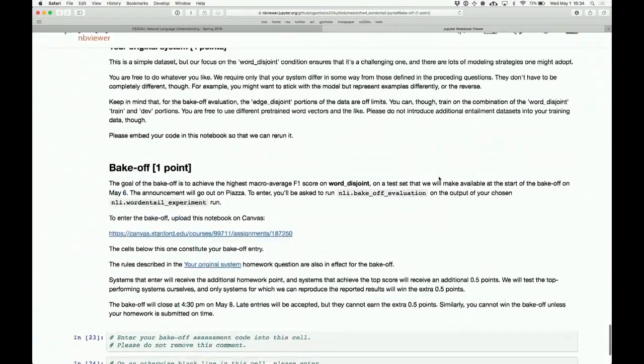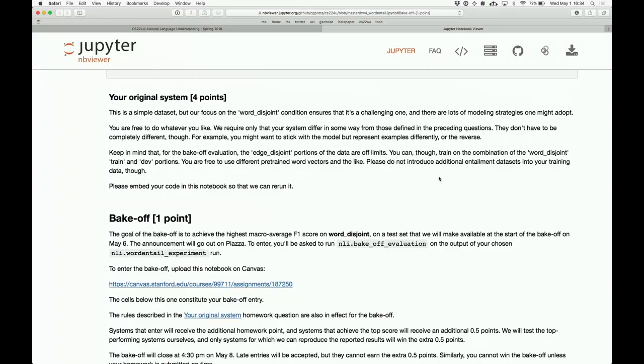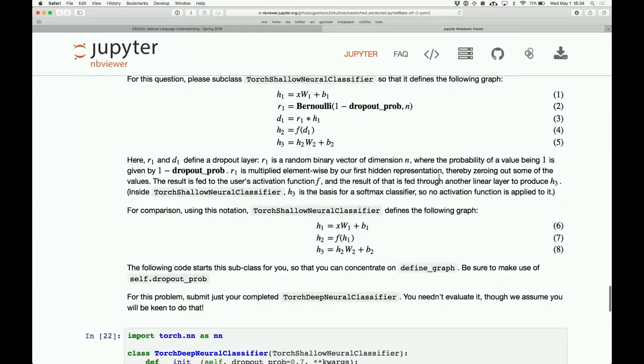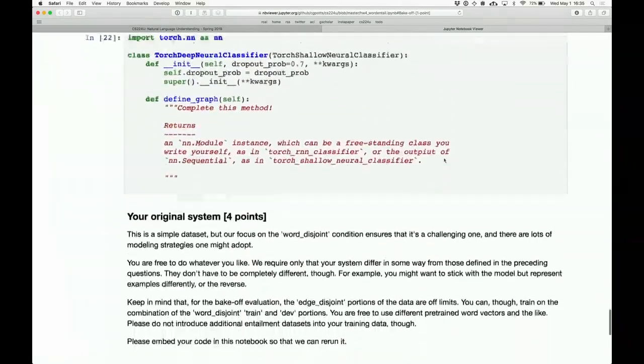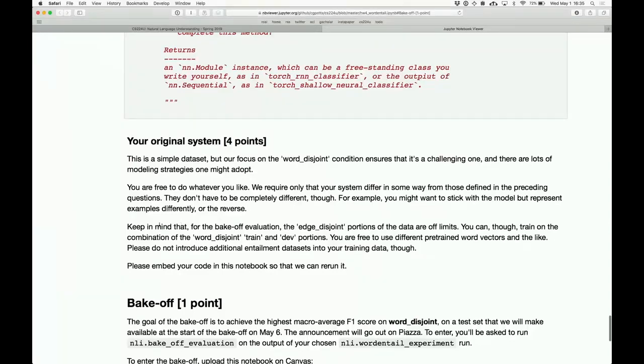There is one restriction that I feel like I didn't emphasize enough last time, which is that when you develop your original system and when you enter the bake-off, you have to be working only with the word disjoint problem, right? It says that here. Keep in mind that for the bake-off evaluation, the edge disjoint portions of the data are off limits. You can train on any combination of word disjoint train and dev. You just can't look at that edge disjoint part.